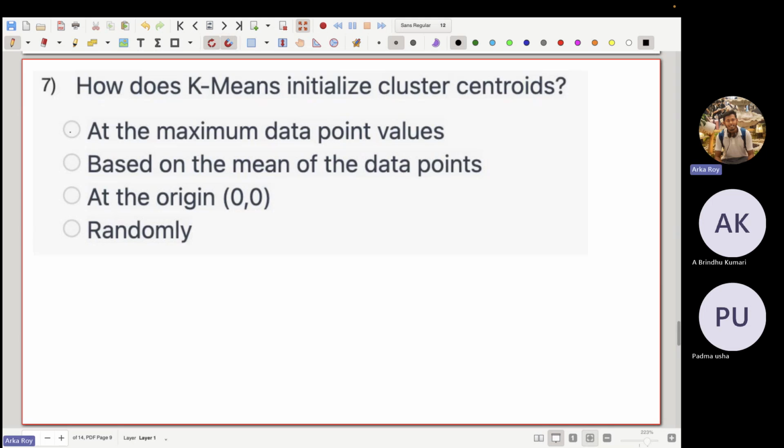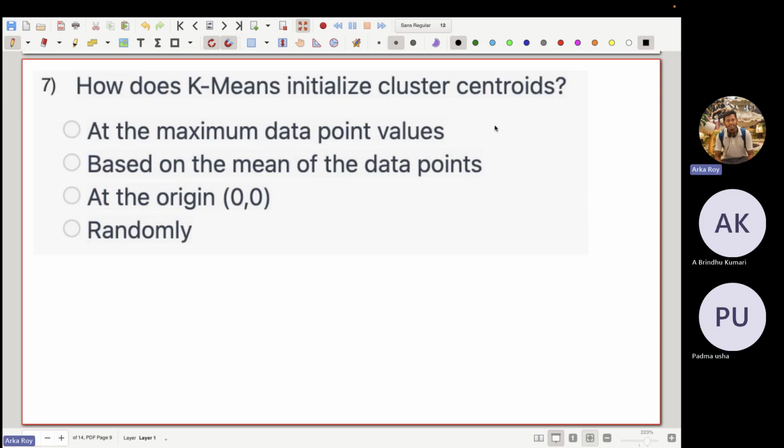Okay, so the next question states: how does k-means initialize cluster centroids? Excuse me, sir, I have one doubt. You have solved this clustering problem, sir, with the initial labels given. If the initial labels are not given, how can we solve it, sir?